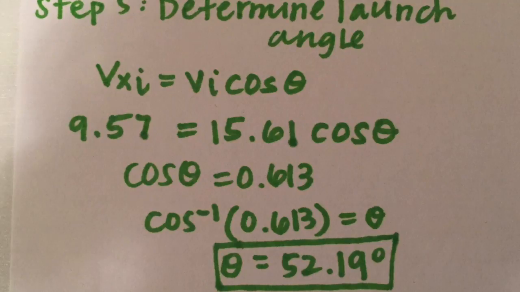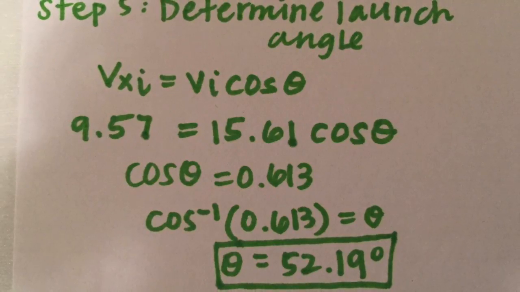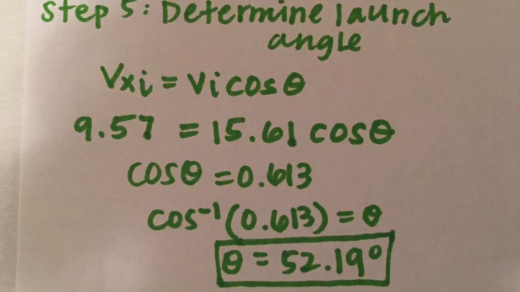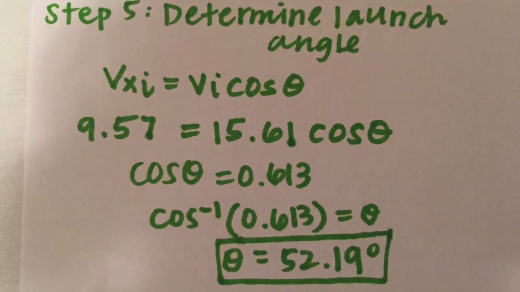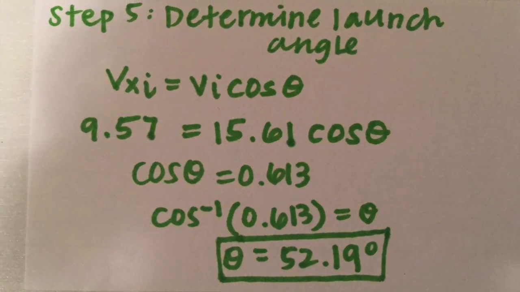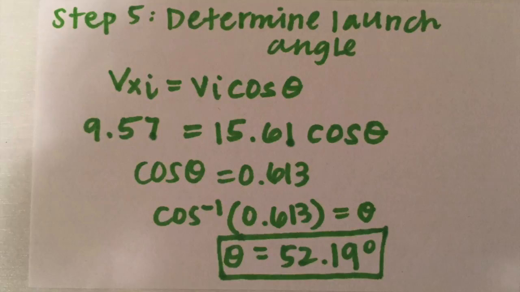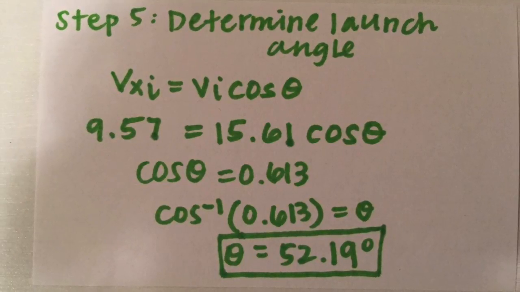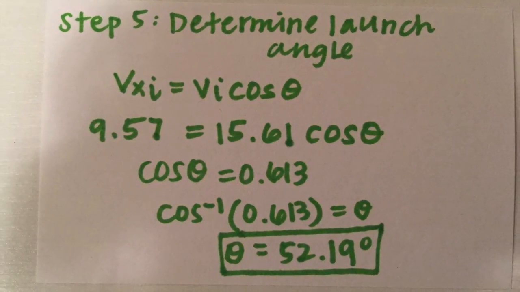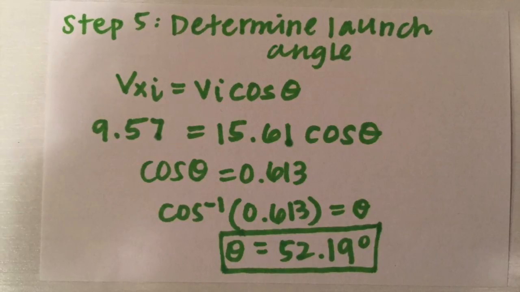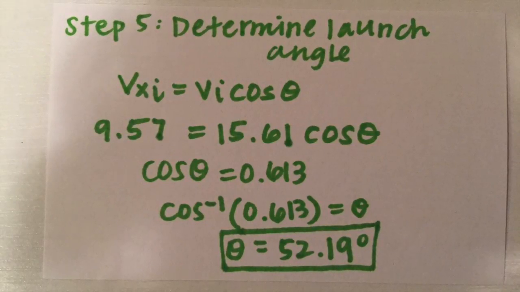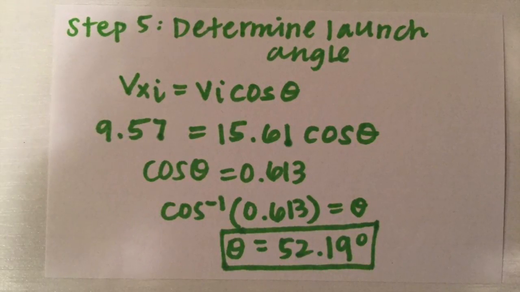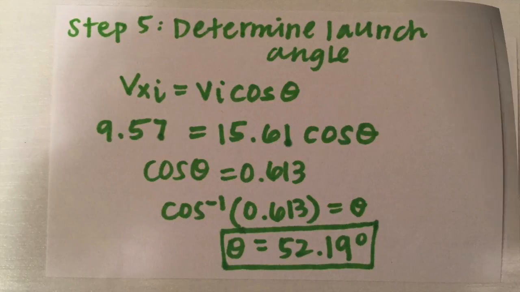Step 5 is to determine the launch angle. We use the equation Vx initial equals V initial cosine theta. We know that the initial velocity in the x direction is 9.57 and the initial velocity is 15.61. So we can plug these values into the equation to get that theta is 52.19 degrees.